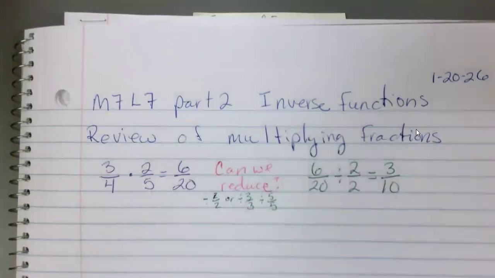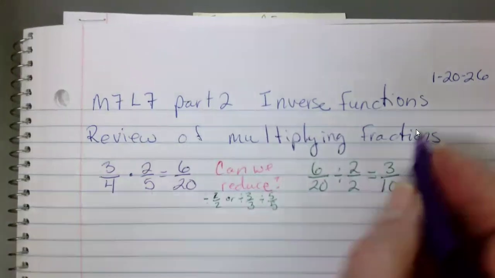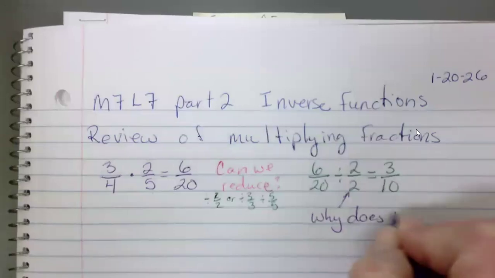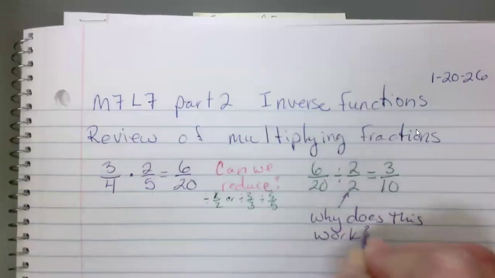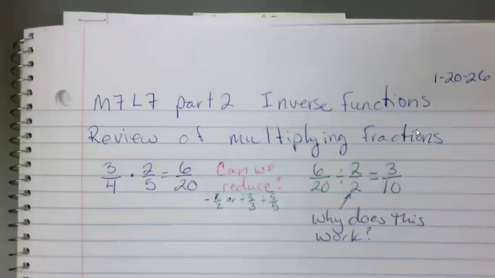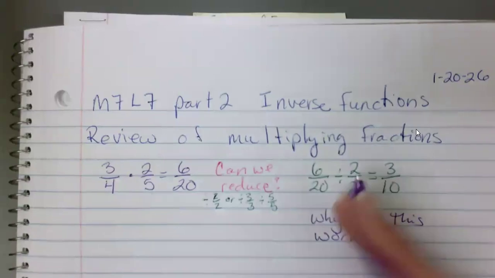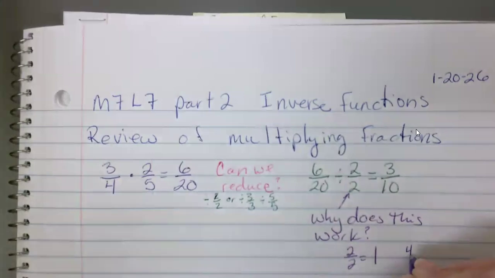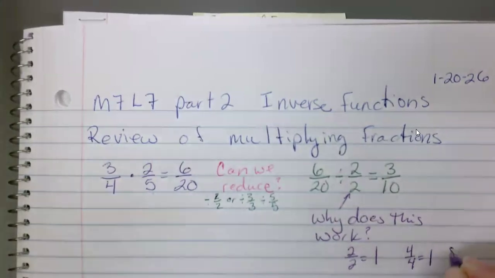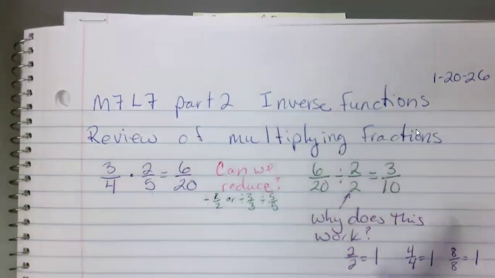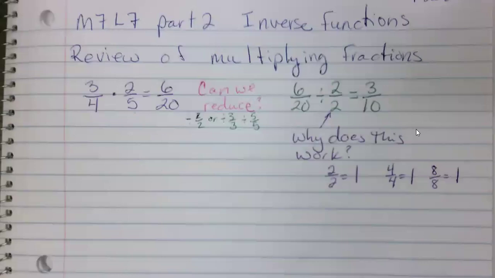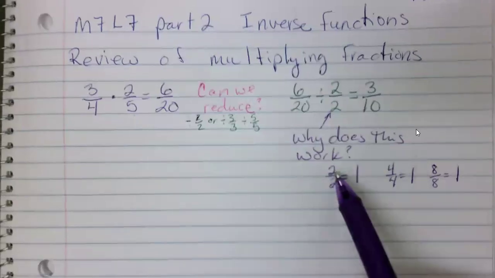Okay. I do want to talk a little bit about, why does this work, right? Why can we divide by 2 over 2? It seems so random. Well, 2 over 2 equals 1. Keep in mind 4 over 4 equals 1. 8 over 8 equals 1, right? Because 2 divided by 2 is 1, 4 divided by 4 is 1, 8 divided by 8 is 1. So it doesn't matter. All of those numbers are 1. If you have the same thing in the numerator and the denominator, they equal 1.